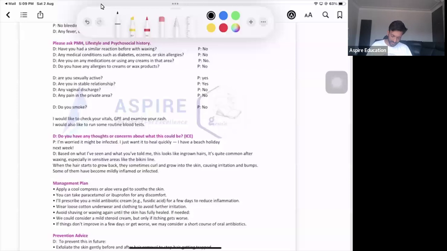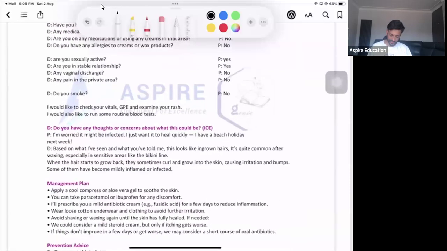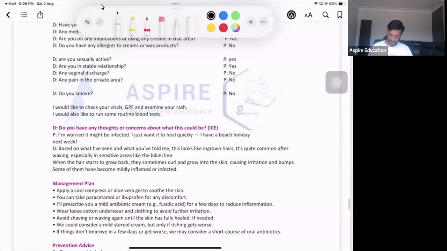So you'll explain that based on what I've asked you, the information I've gathered from you and the examination I've done, it looks like ingrown hair. It's quite common after the vaccine, especially in the sensitive area, like in the bikini line, when the hair starts to grow back. So what happens? They sometimes can curl into the skin itself, causing this problem, irritation and bumps. Some of them get inflamed as well.